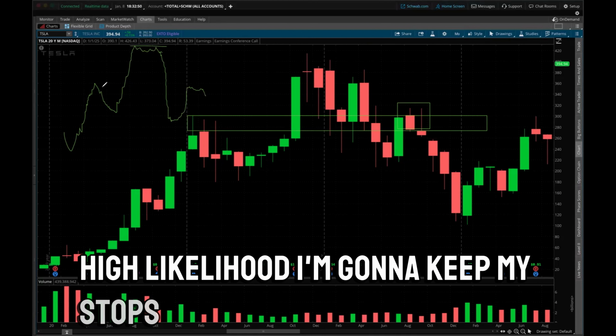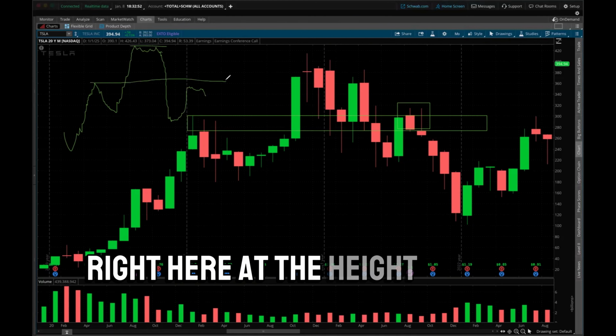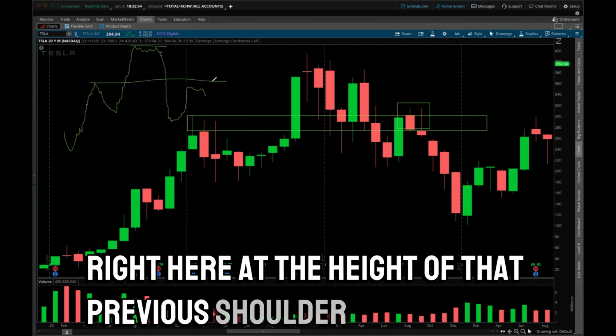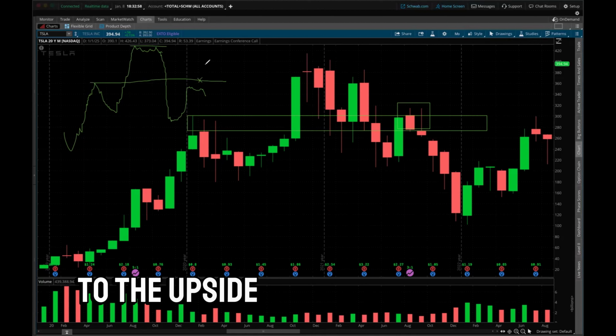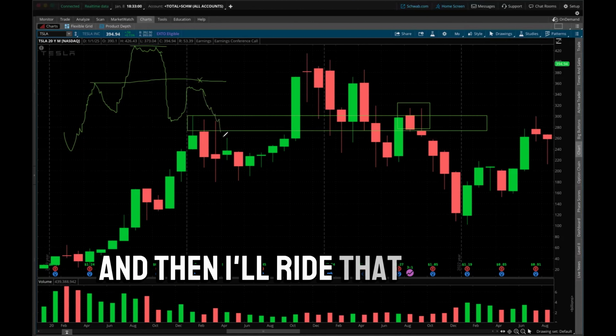I'm going to keep my stops tight, like right here at the height of that previous shoulder. And then as long as it doesn't cross this threshold here to the upside, I'm good on my trade. And then I'll ride that bad boy down.